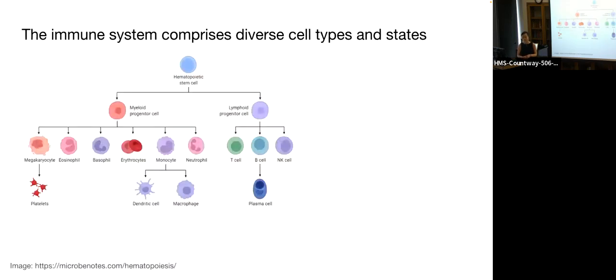To understand these diseases, we really have to understand the immune system. The immune system comprises many different cell types, which are produced as part of hematopoiesis, and they include both innate immune cell types like monocytes, which can recognize many diverse pathogens, as well as adaptive immune cells like T cells and B cells, which can mount a more specific response and have immunological memory.